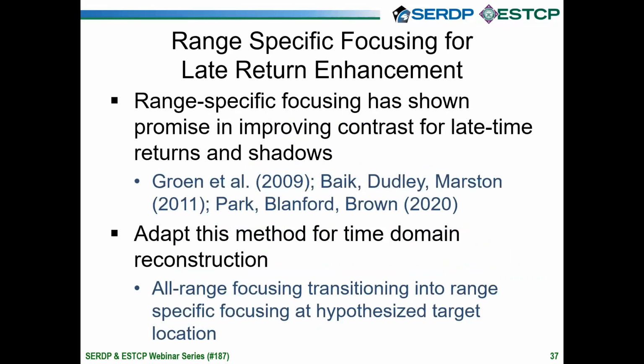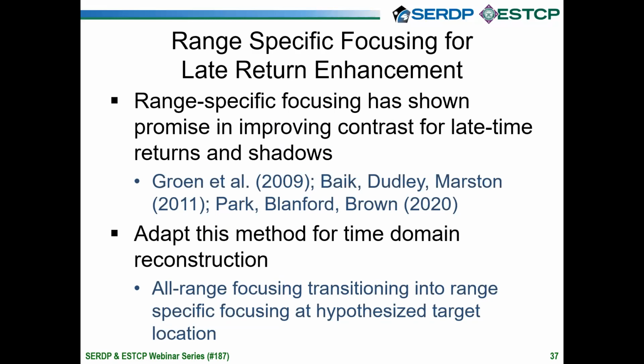So for range specific focusing of this late return to try and enhance it, we're leveraging a lot of past work that has existed in this space. There were papers in 2009, 2011, and 2020 that have all looked at this. In 2009, the application was to try and improve shadow contrast for side-looking SAS imagery. In 2011, the application was looking at multiple scattering and elastic scattering in laboratory tank experiments. In 2020, the work focused on enhancement of the focus for multiply scattered waves in a circular SAS geometry.